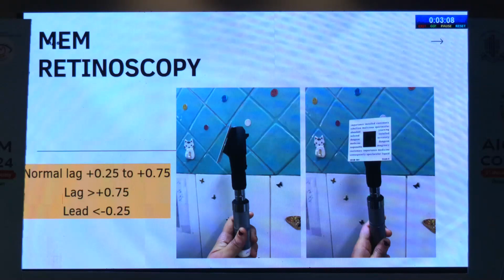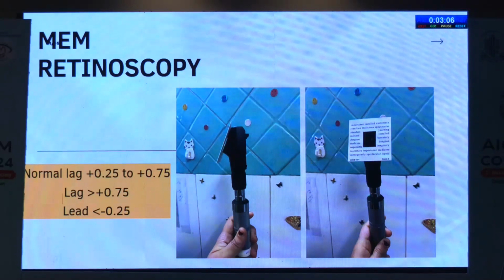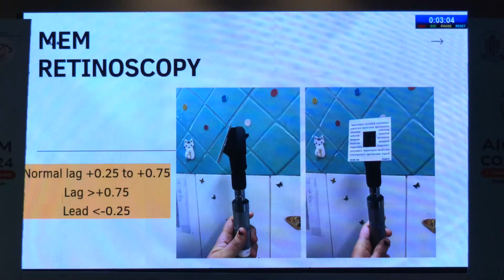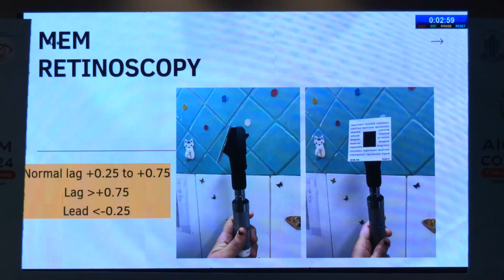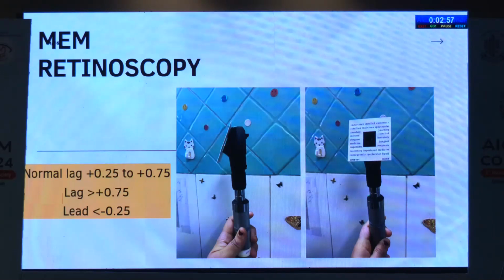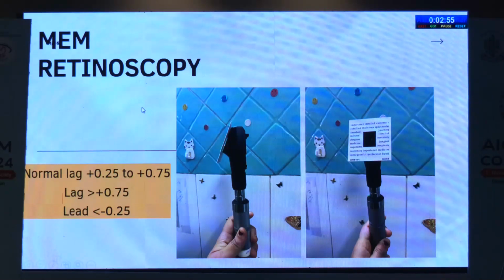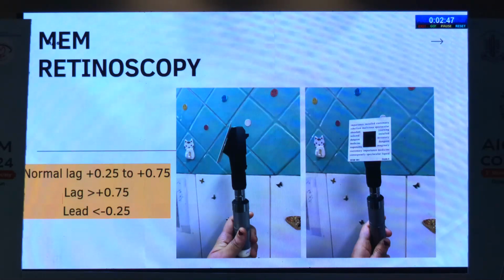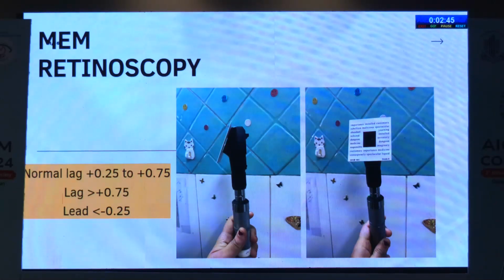Coming to MEM retinoscopy, this is done in a well-lit room, and here the patient first reads the distance vision, then you ask the patient to look at your MEM card, and you see how the refraction is. Normally we have plus 0.25 to plus 0.75. If it is more than plus 0.75, then you call it a lag of accommodation, and if it is less than 0.25, then you call it a lead of accommodation.